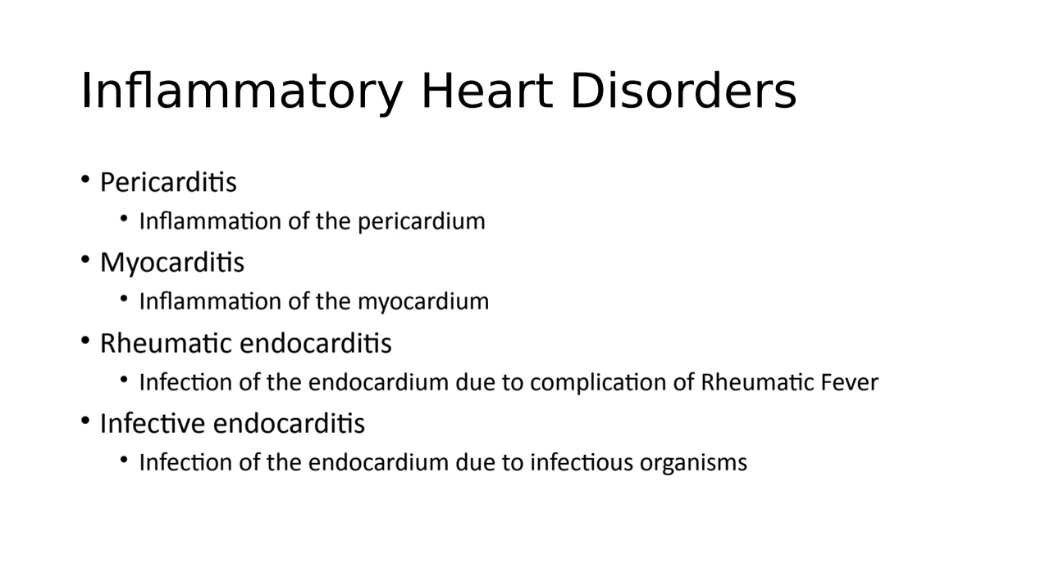Rheumatic endocarditis is an infection of the endocardium due to a complication of rheumatic fever. This is preceded by a group A streptococcal pharyngitis. This is very common in kids. This produces lesions on the heart. Findings include chest pain, murmur, and friction rub.